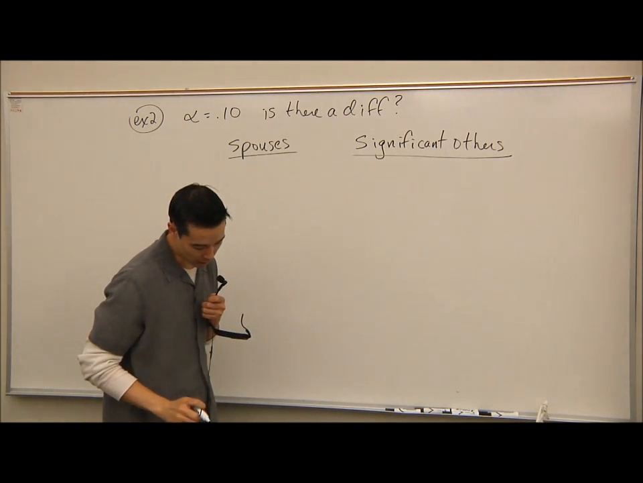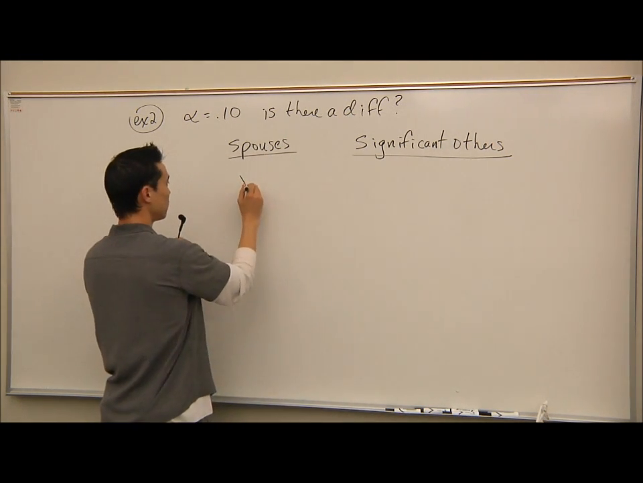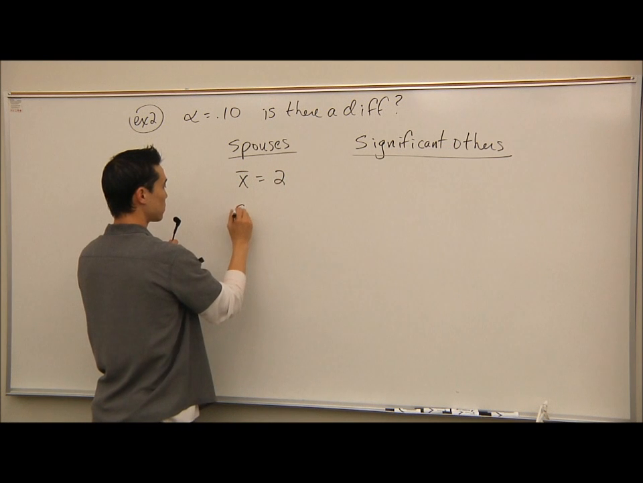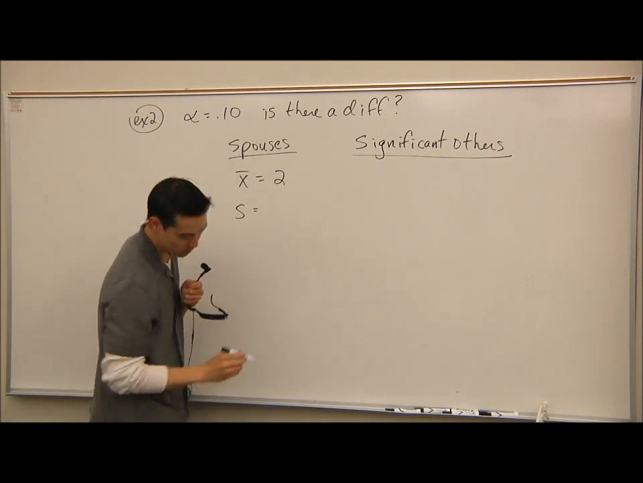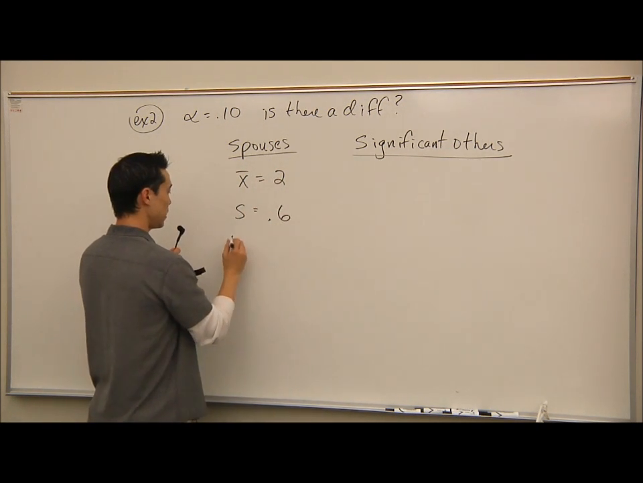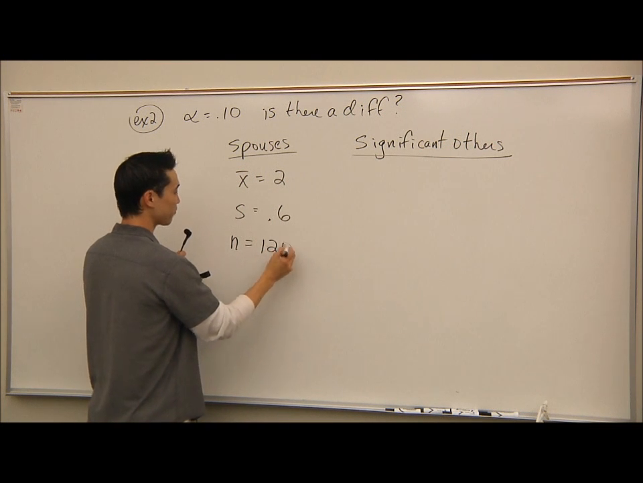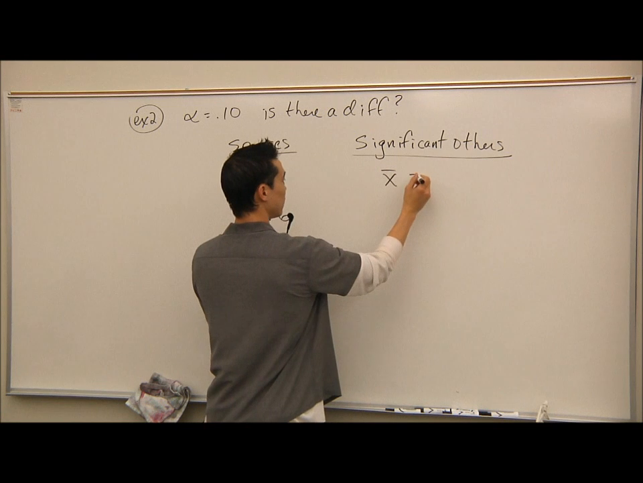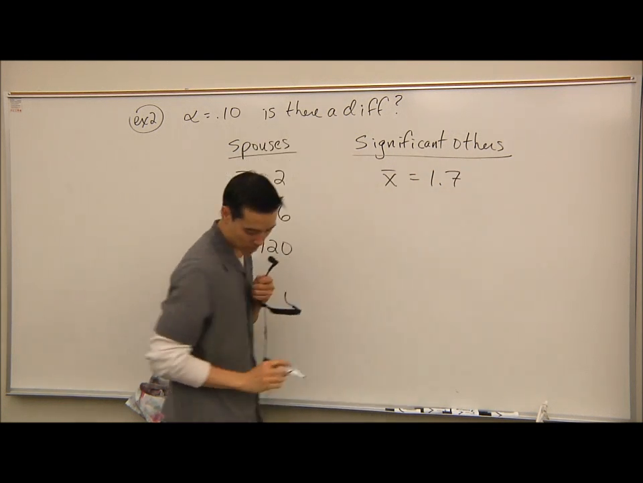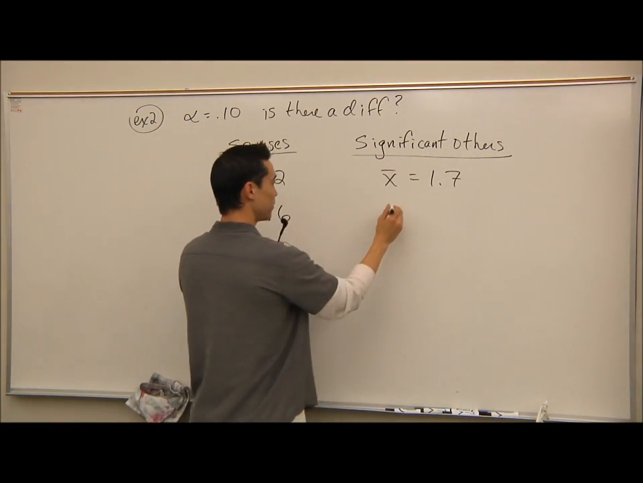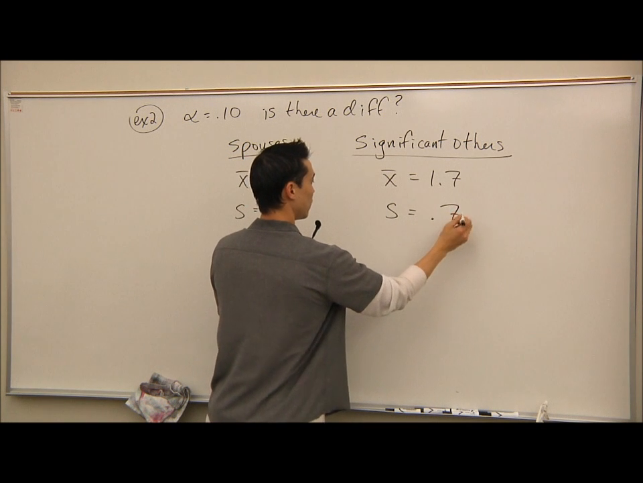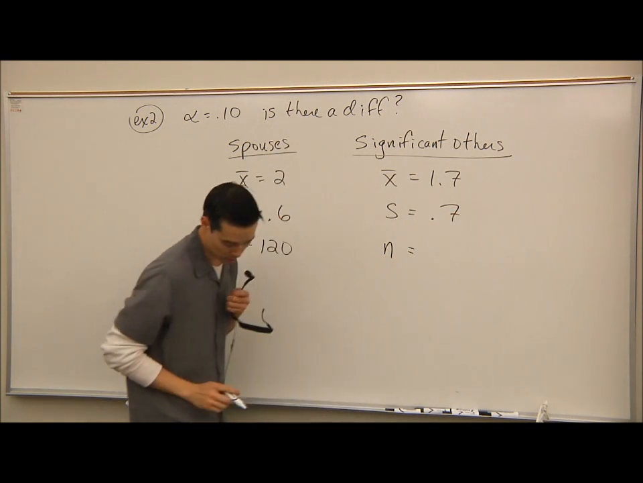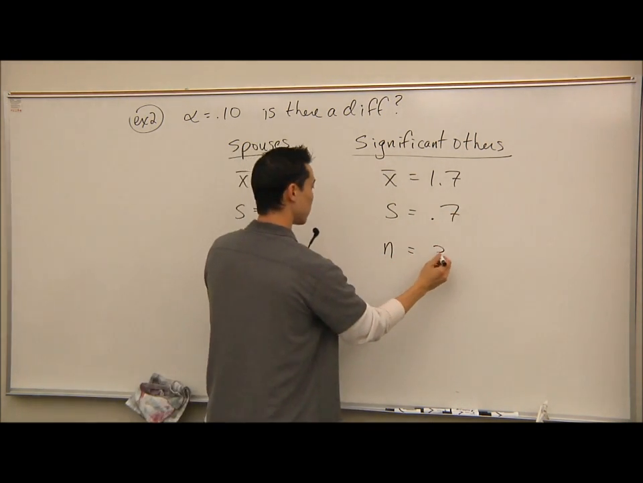Okay, spouses had X bar at 2. S was 0.6. And N was 120. Significant others had X bar at 1.7. Their standard deviation was 0.7. And their sample size was 34, okay, much smaller.